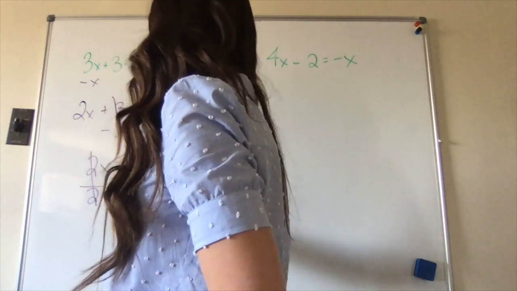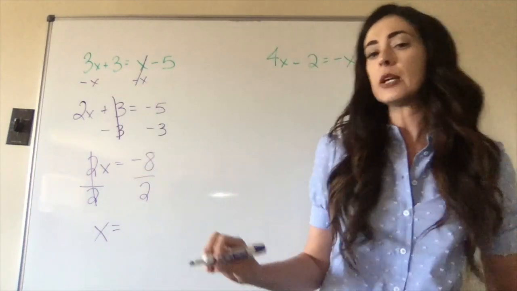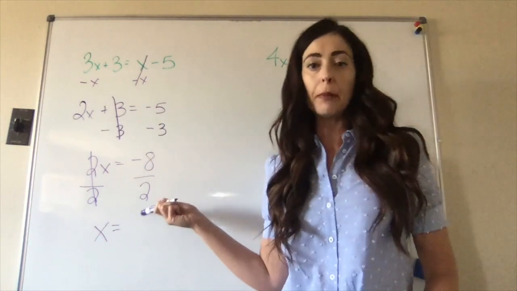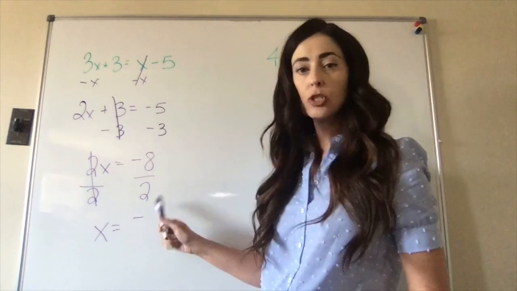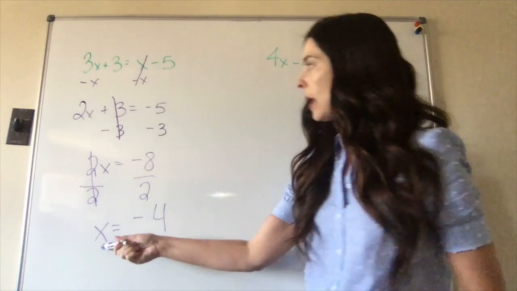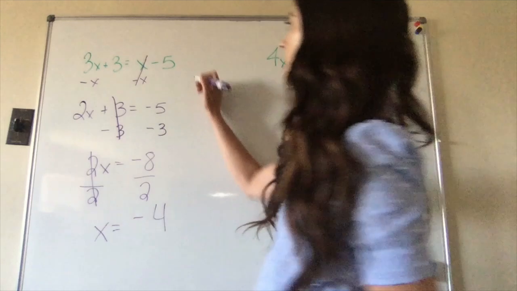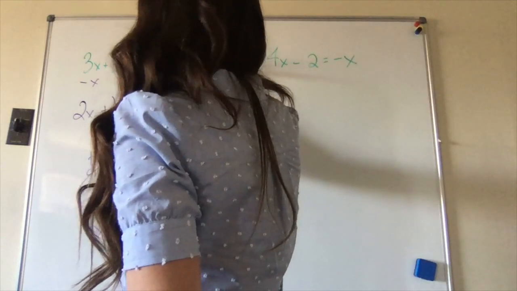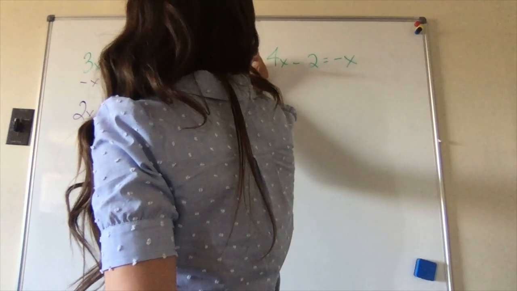My 2's cancel. And I'm left with x equals negative 8 divided by 2. So I have a negative being divided by a positive. So my answer is going to be negative. And 8 divided by 2 is? That's right, 4. All right, so x is equal to negative 4. Now, if we wanted to be really good, we could say, okay, 3 times negative 4 plus 3 is equal to negative 4 minus 5.